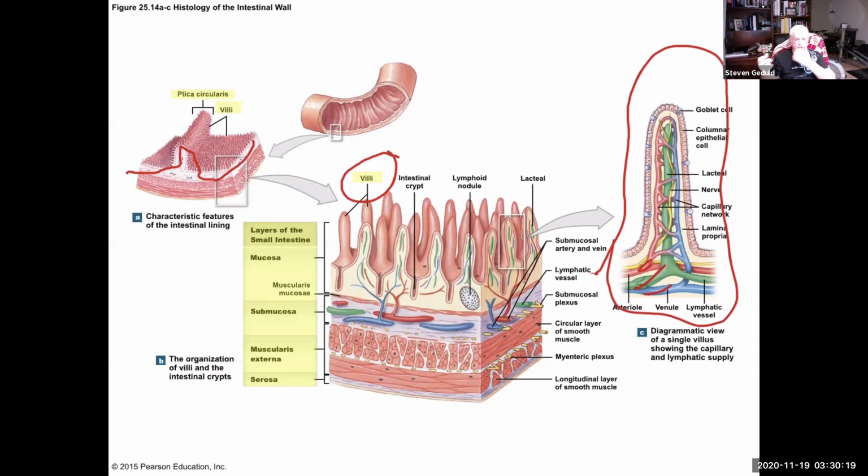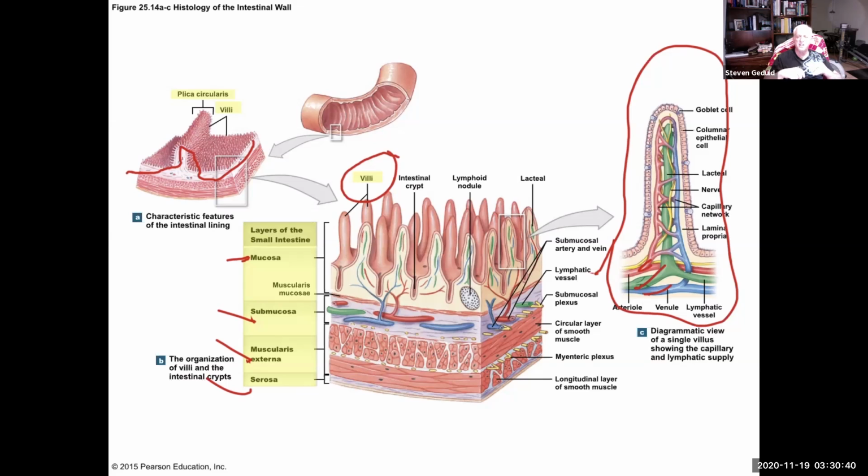Okay. And remember the layers of your small intestine were your mucosa, the submucosa, muscularis externa, and the serosa. Those are the four layers of small intestine. And you can see the villi, and you can see all these little plica that are covering the entire wall of the small intestine, so you can absorb a great surface area there.